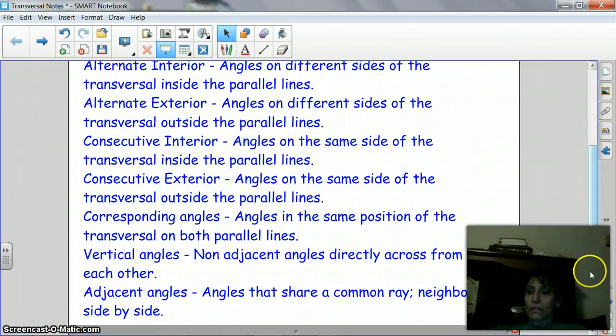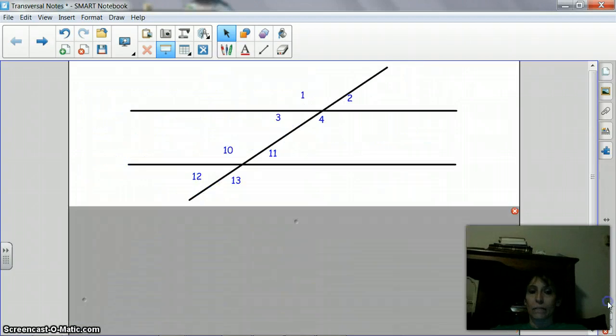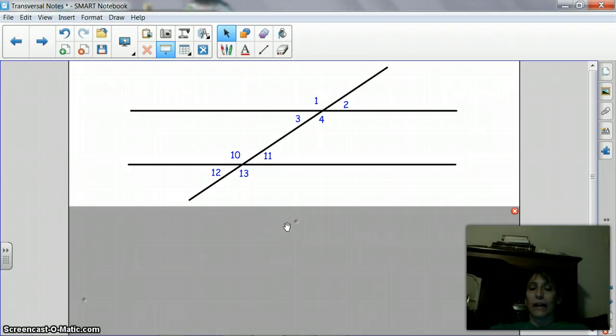Alright, so now let's go to the next slide so that you can actually see what some of these things look like. Okay, so I've got angles 1, 2, 3, and 4, which I'll just move around a little bit because I forgot to do that a while ago. And then we're going to see how they relate to 10, 11, 12, and 13. Alright, I figured I'd give you a couple of numbers that were a little different from earlier today. That way you could kind of get an idea.